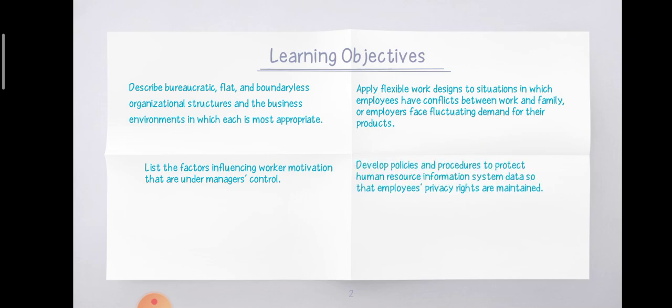Another is develop policies and procedures to protect human resource information system data so that the employees' privacy is maintained. Now, this is really very important because of the Privacy Act. So, to the HR people, don't just carelessly give out data. And last is conduct a job analysis and prepare job descriptions and specifications. Now, by the end of this module or video, I hope that we will be able to discuss these things. Okay?